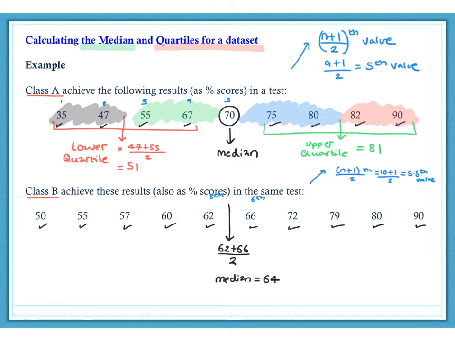Now for class B, the median value was not one of the items in the data. It was halfway between two of the items. So we don't need to exclude anything.